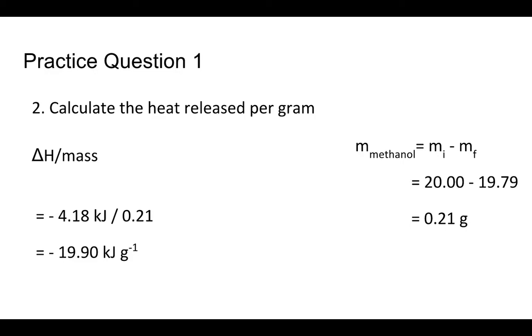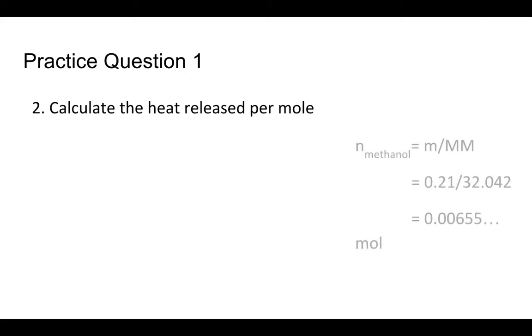per gram released. If we want to calculate the heat released per mole, we then have to find the moles of methanol. On the side here, you can see the number of moles is equal to mass over molar mass. So we need to know the formula of methanol in order to work out its molar mass. The formula for methanol is CH3OH. Using our periodic table, we've worked out that the molar mass is 32.042. So we've divided 0.21 by its molar mass, and that's given us a number of moles of 0.00655. And we don't round until the end, of course.